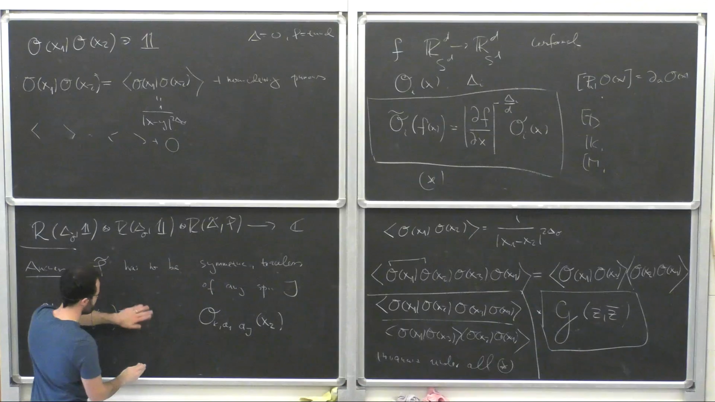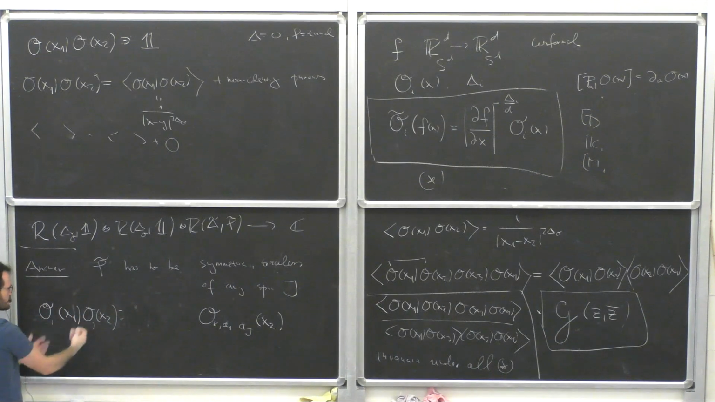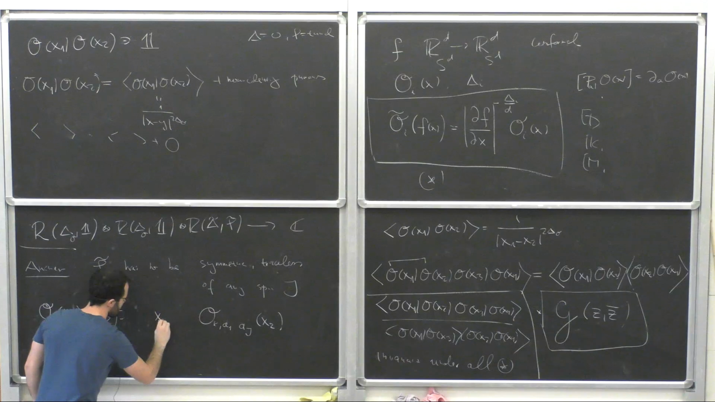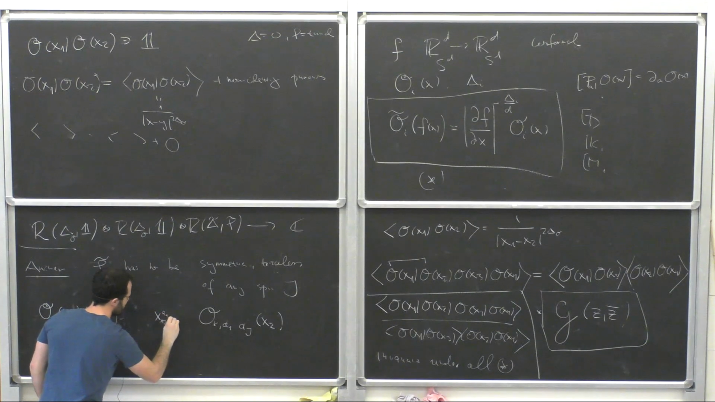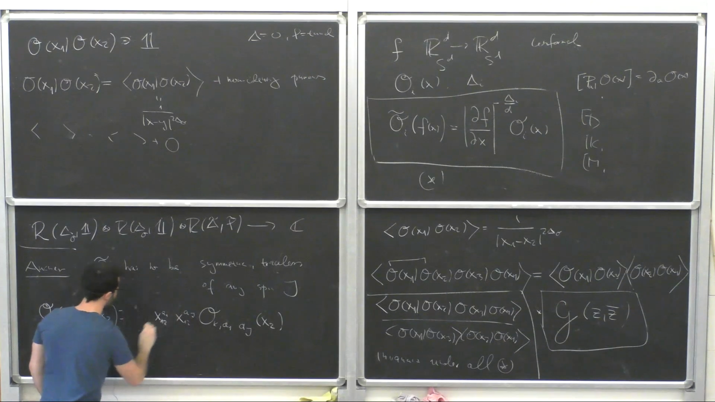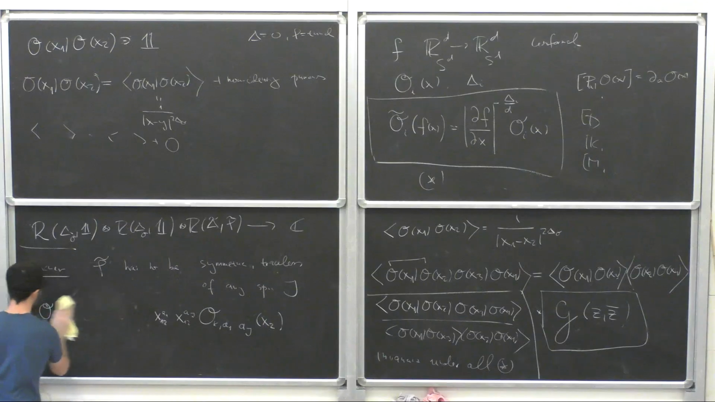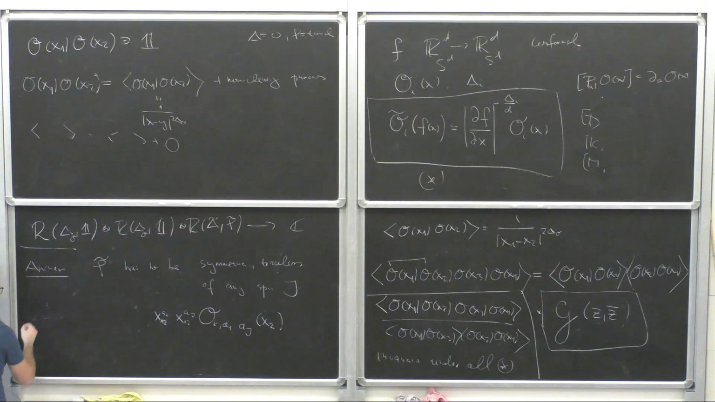Okay, I think I'm going to need more space. But these indices have to be contracted with something because there are no indices on the left-hand side. So the way we can do it is to say x_12^{a1} ... x_12^{aj}. I'm not changing anything. I'm just going to compactify the left-hand side a little bit. O_i(x1) O_j(x2).